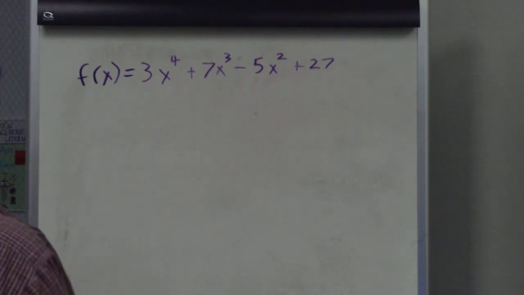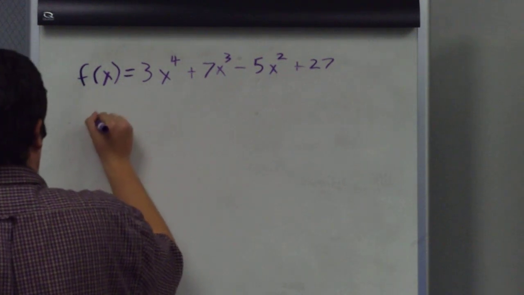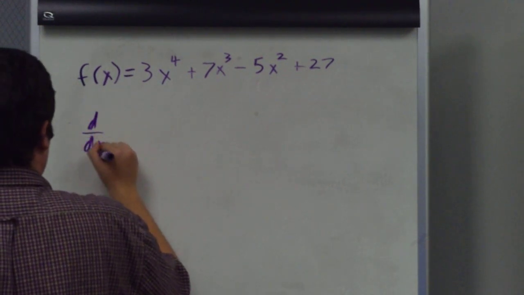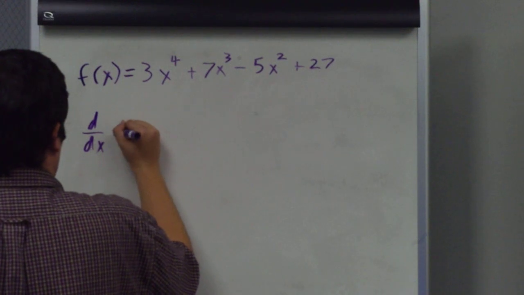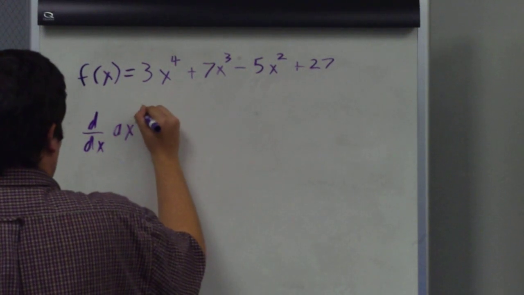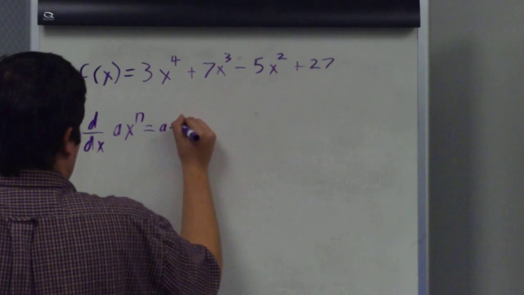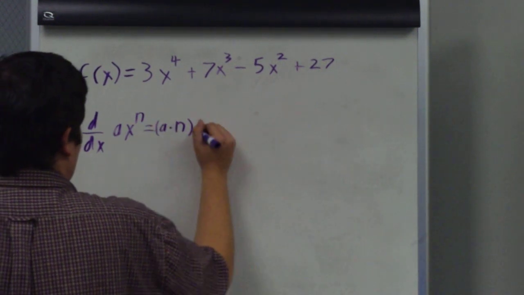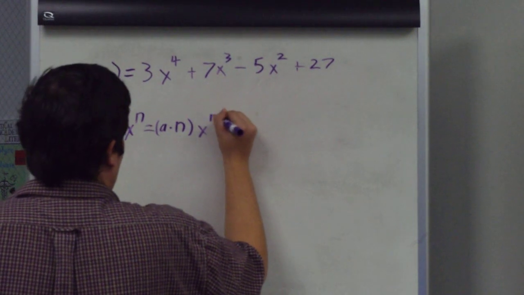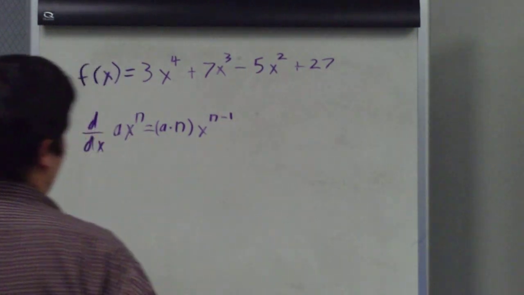Okay? Now, if you remember from our last video, we had a form for taking the derivative of a basic function. That form was d/dx of a times x to the power of n equals a times n times x to the n minus 1.